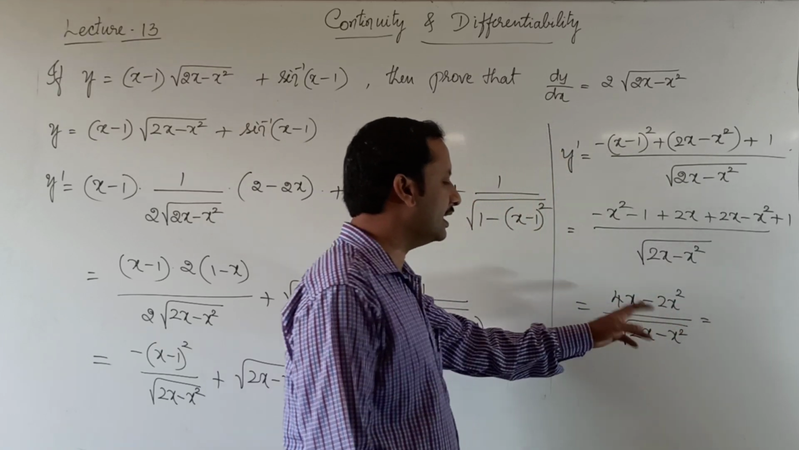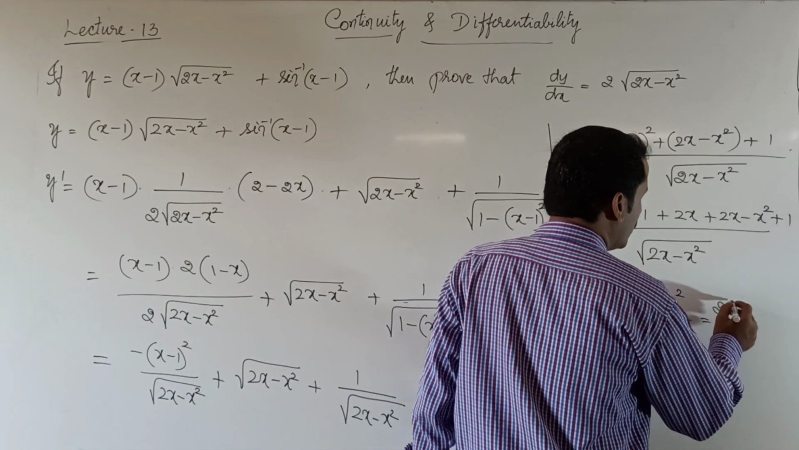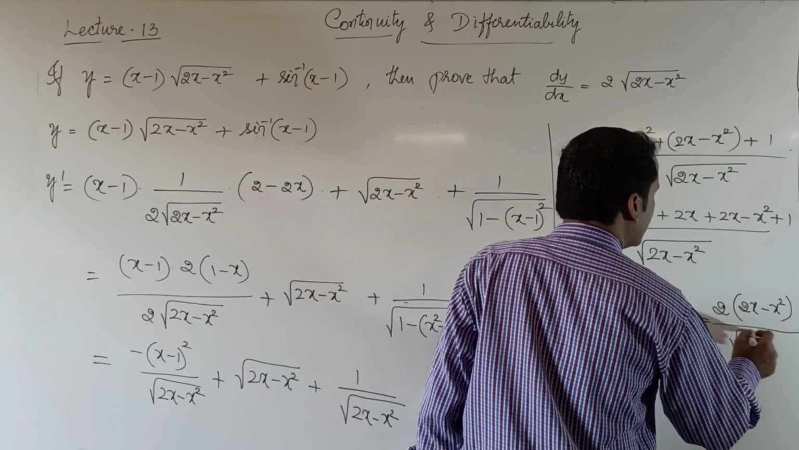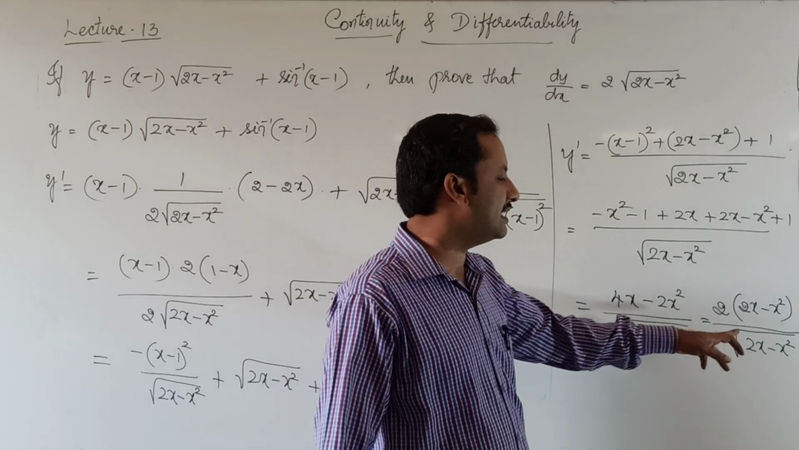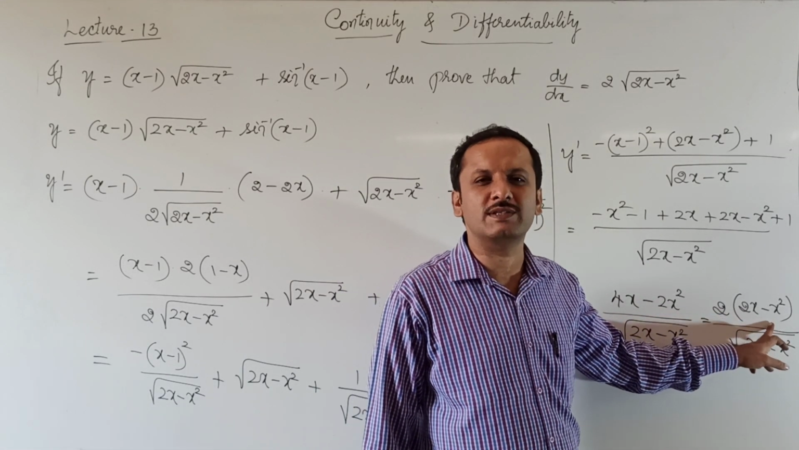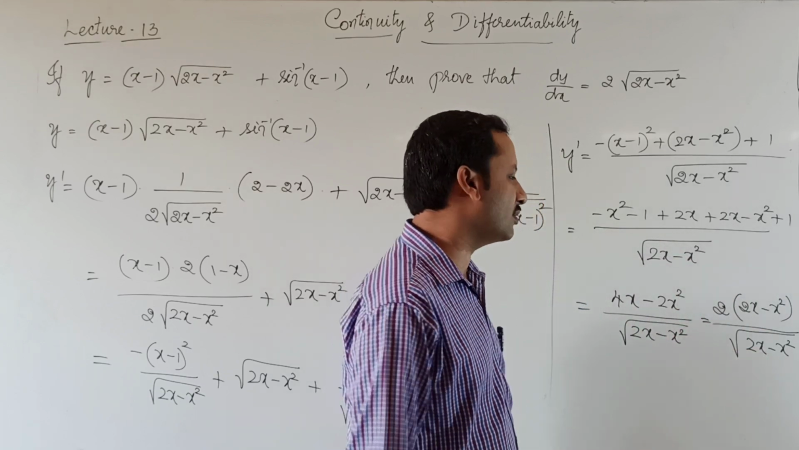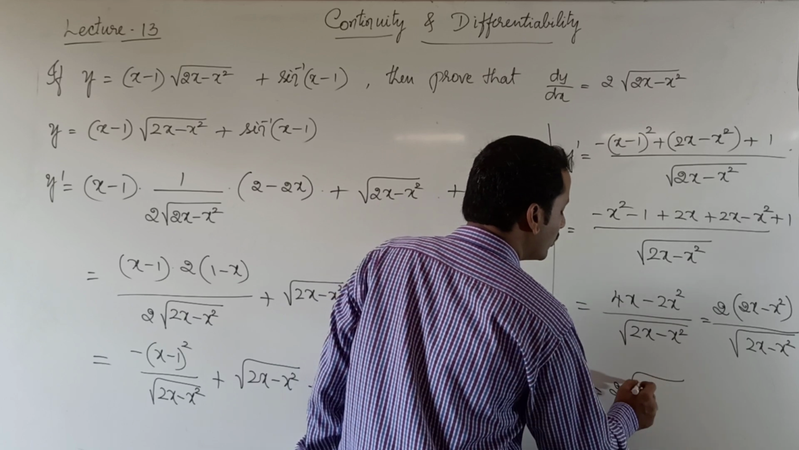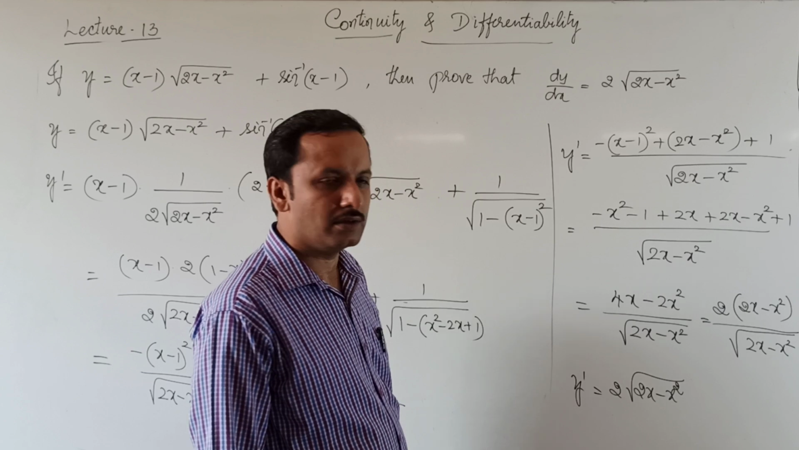That's equal to, take 2 as common. If I take 2 as common, we will have 2 into (2x minus x square) divided by root of 2x minus x square. So this 2x minus x square can be written as root 2x minus x square into root 2x minus x square. So one of those root 2x minus x square gets cancelled. So you will have y dash is equal to 2 into root of 2x minus x square. Okay?